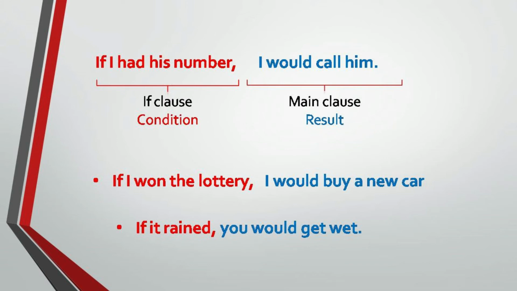If I had his number, I would call him. In this sentence, you can find the two clauses. One is the if clause and the other one is the results. In the if clause, I have written, if I had his number, I would call him. Even though we have used the simple past, that shows I don't have his number, that's why I cannot call him. The next example, if I won the lottery, I would buy a new car. The chance of winning the lottery is very low, so I can't afford to buy a car. If it rained, you would get wet.